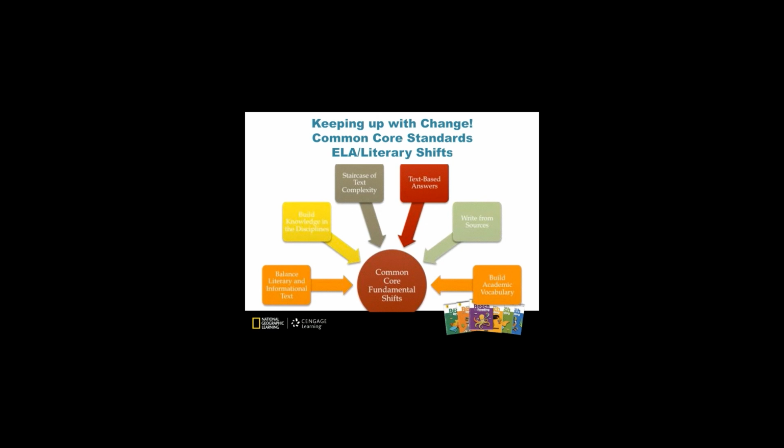As we look at the literacy shifts found with the Common Core State Standards, we see, first, the balance of informational and literary text. This shift involves reading more informational text, which Reach for Reading will provide the teacher with. The second shift is to build knowledge in the disciplines. Reach for Reading provides topics in both science and social studies and provides teaching strategies for finding evidence in nonfiction texts. The third shift is the staircase of text complexity. Reach for Reading provides classroom libraries and resources for teachers to provide the right match for our readers and writers.